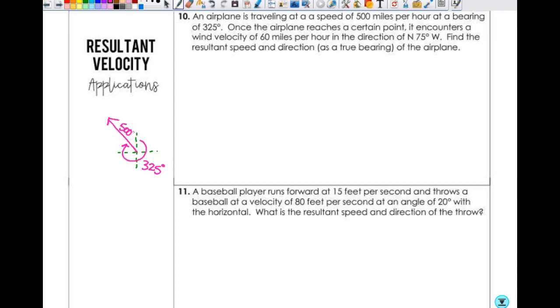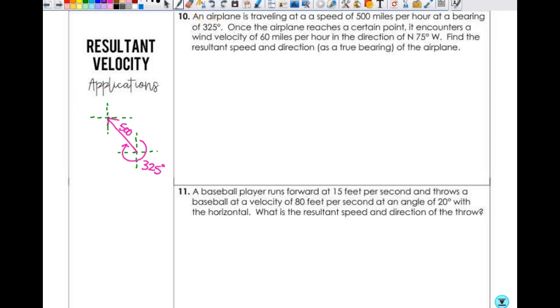Okay. All right. So then I'm going to draw another little perpendicular. Instead of drawing them both off of this one, which I could, what's really happening when you add them is the next one would start here. So I'm going to put the little perpendicular here so I can get my angles accurate. And then it says once the airplane reaches a certain point, it encounters a wind velocity of 60 miles per hour in the direction of north 75 degrees west. So it's going to look like this, but not that long.